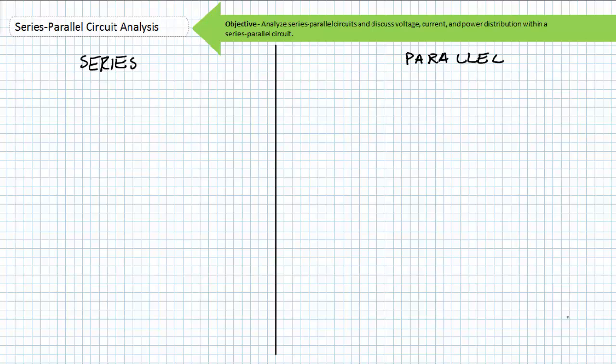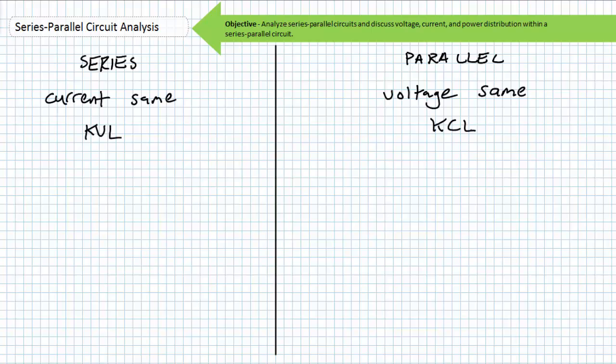Now let's paint a line down the center of the screen and put all the purely series properties on one side and all the purely parallel properties on the other. Current through elements in series is the same. Voltage across elements in parallel is the same. Kirchhoff's voltage law is an especially useful circuit analysis technique for series circuits. The sum of voltage rises should equal the sum of voltage drops. What goes up must come down.